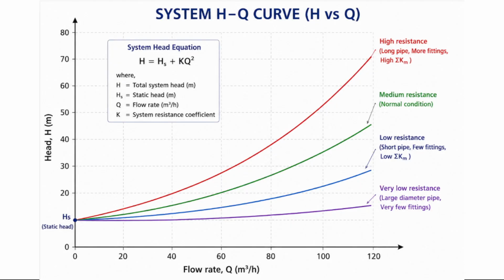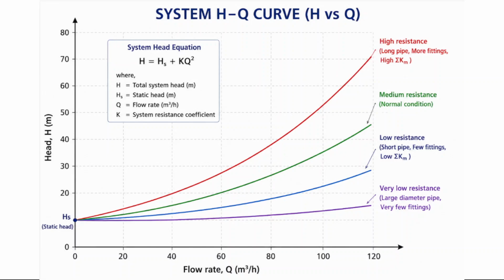Let's focus on this HQ graph. On the horizontal axis, we have the flow rate, Q. On the vertical axis, we have the system head, H. Notice that all three curves start from the same point on the vertical axis. This point represents the static head, HS. As the flow rate increases, the required system head also increases. However, it does not increase in a straight line. Instead, the curve bends upward, forming a parabola.